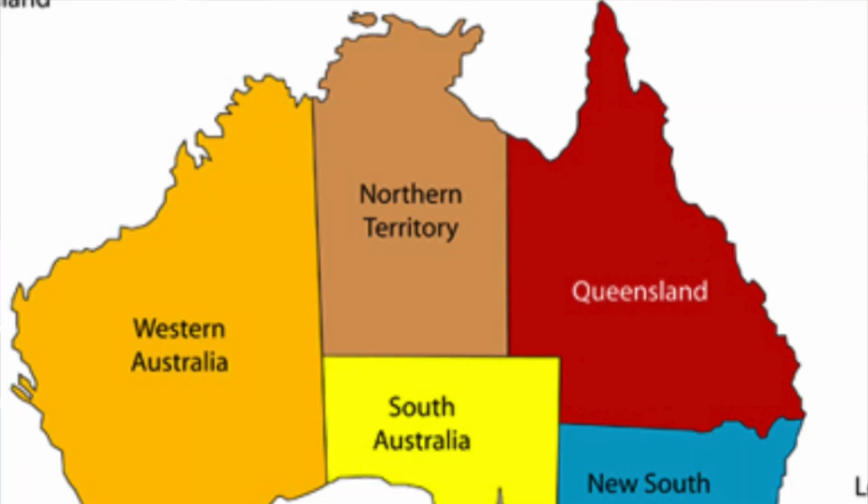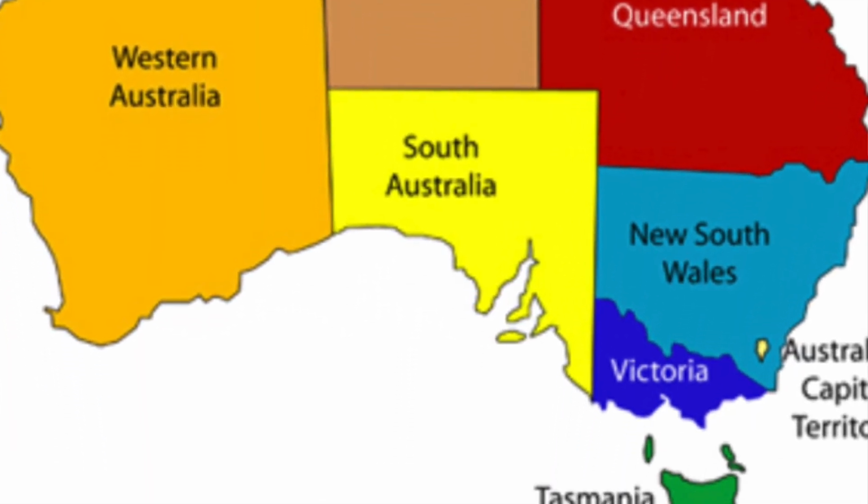Like America, Australia is also a federal country. It is made up of 6 states and 2 territories. Federalism in Australia works basically the same way as America.